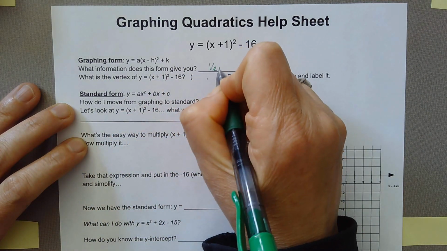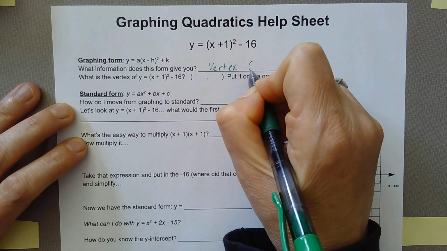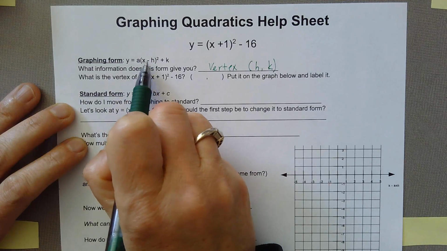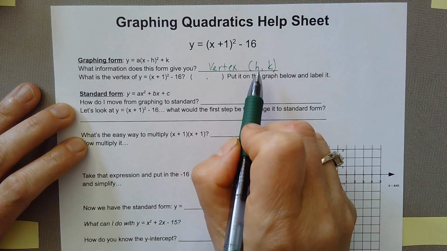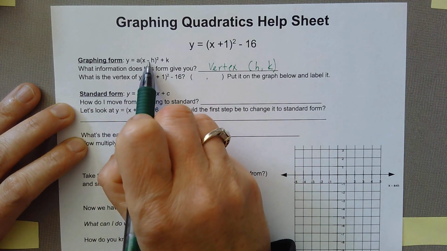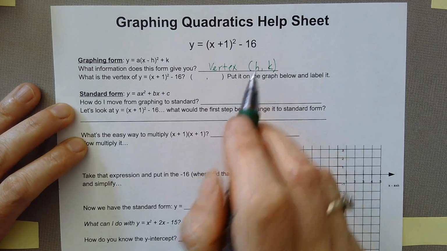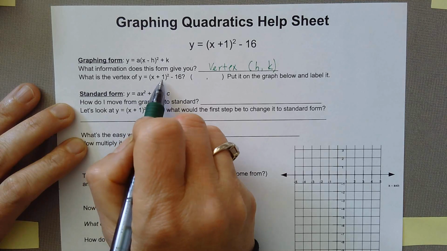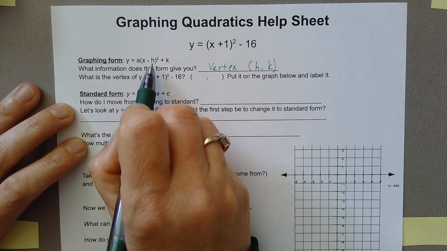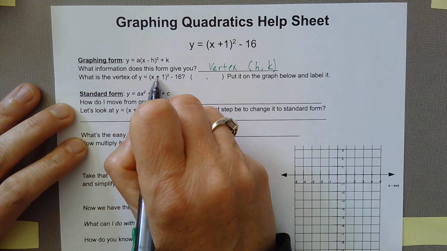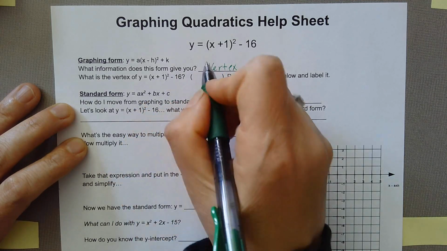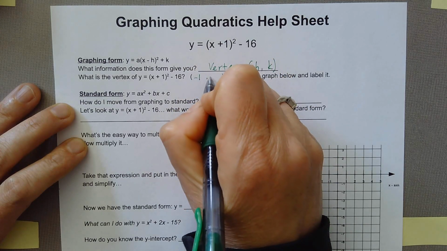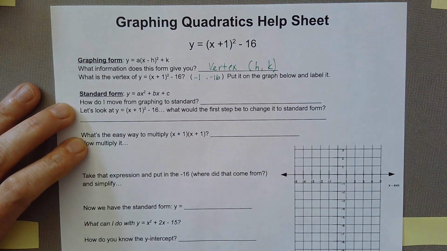This gives us the vertex in the form of (h, k). Now notice this is doing x minus h, so I've got to keep in mind that when this is negative, the value is positive, or vice versa. So let's take a look. What is the vertex of y equals (x plus 1) squared minus 16? Well, minus h, and again, plus 1 is a negative 1. So remember that switches sign, and the negative 16 says negative 16.